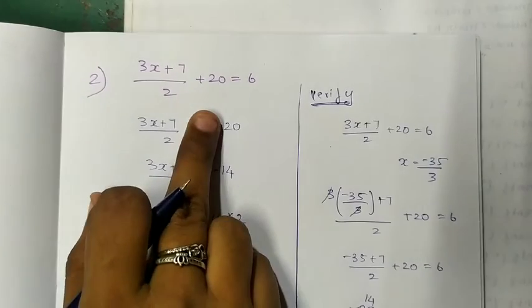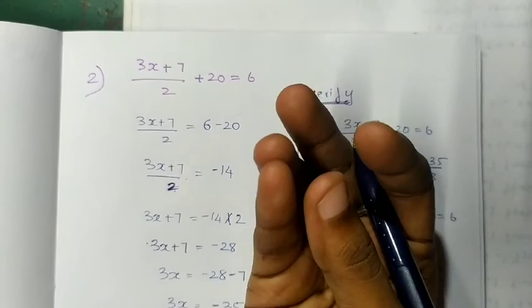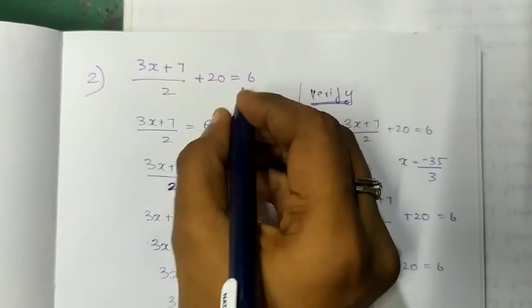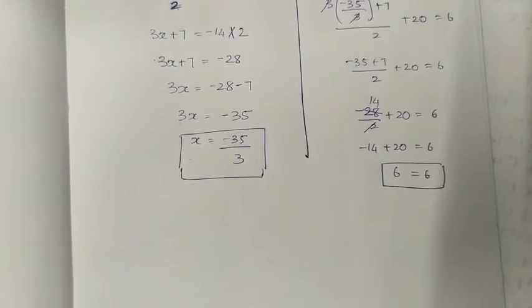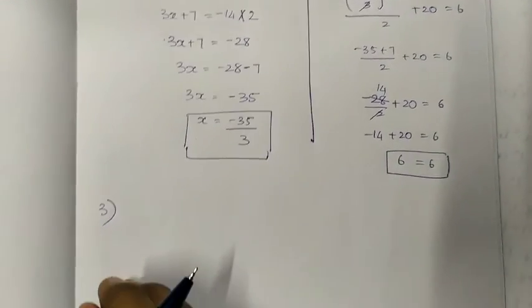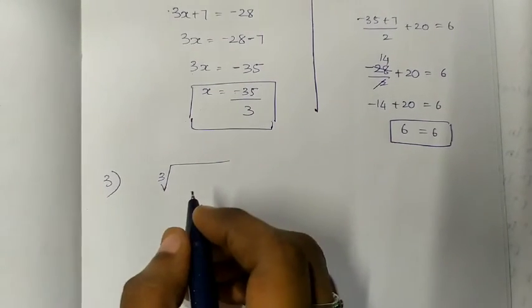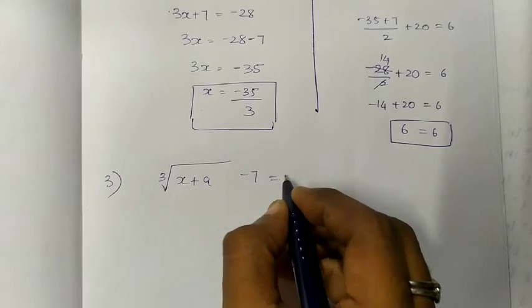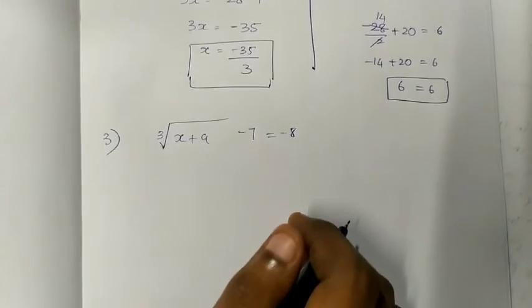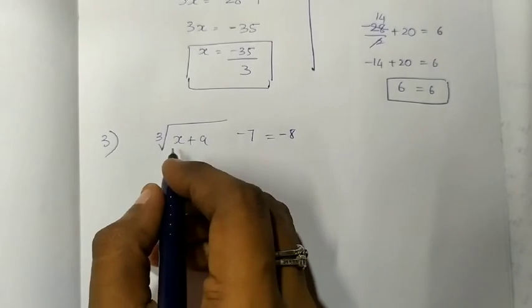Okay, what does equation refer to? There is something on the left hand side and something on the right hand side, which is joined together by an operator, equal to. Okay, now we are going to see another problem. Cube root of x plus 9 minus 7 is equal to minus 8. Here I need to find the value of x which is in the cube root.